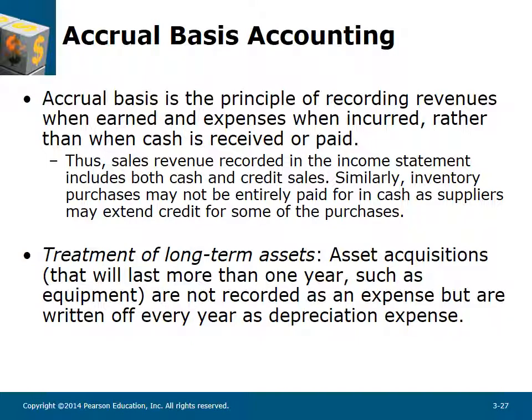Remember also, long-term assets, fixed assets, plant assets, are recorded as assets and are not expensed immediately, but are written off every year as depreciation expense. So there's an expense that has no cash involved with it. That's very important to remember. It's on the income statement as an expense, but it's never actually paid out.